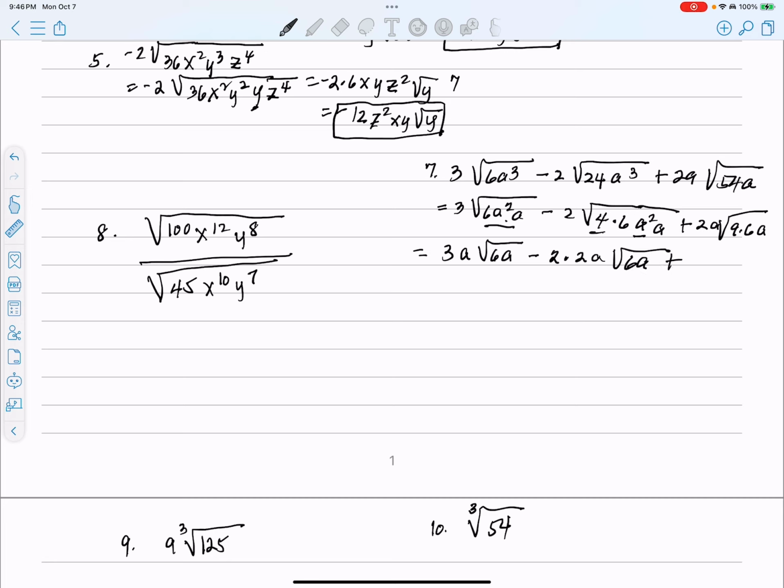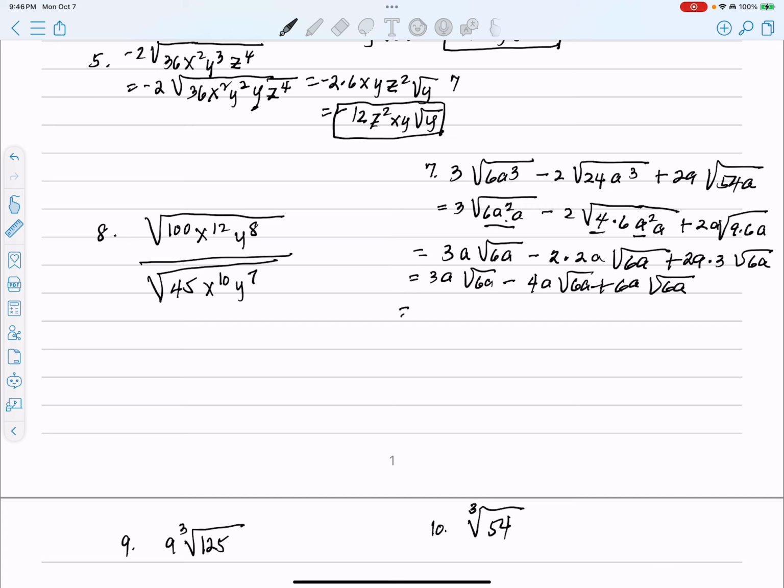Then we have 2a times square root of 9 is 3. And what is left is 6a. Okay, let's simplify. 3a square root of 6a minus 2 times 2, that's 4a, square root of 6a. 2a times 3, that is 6a, square root of 6a.